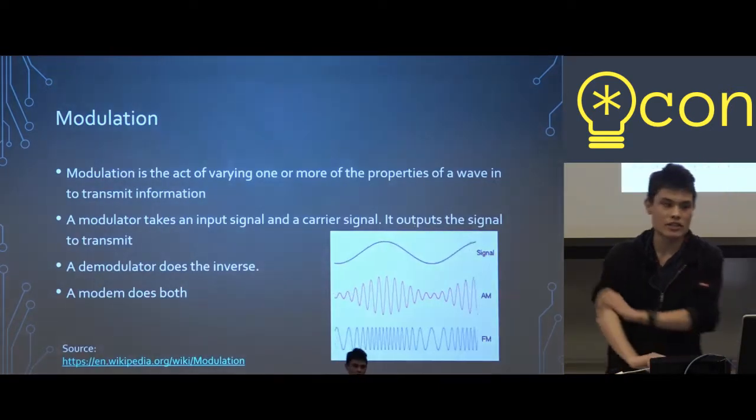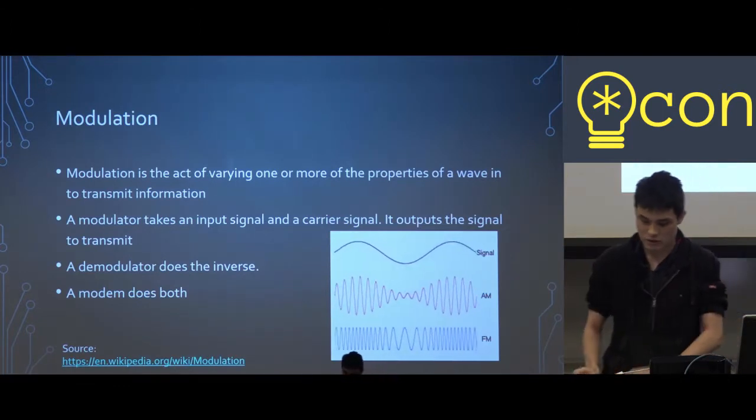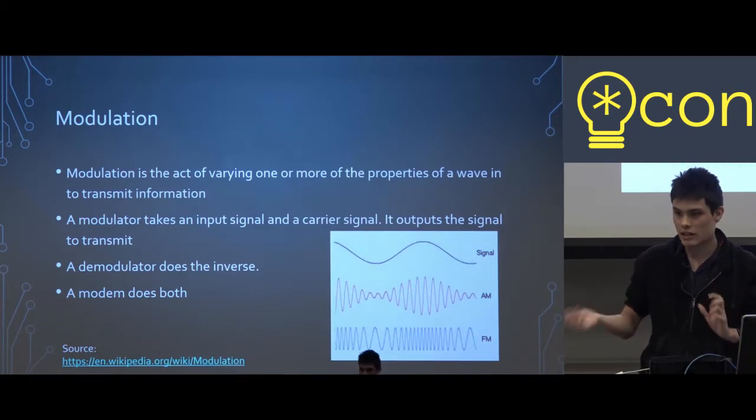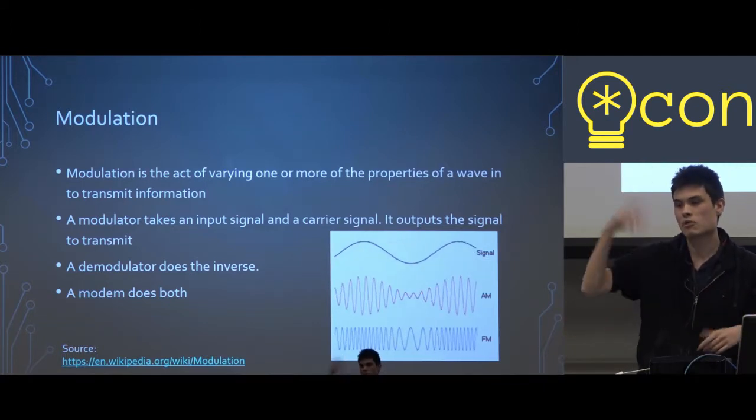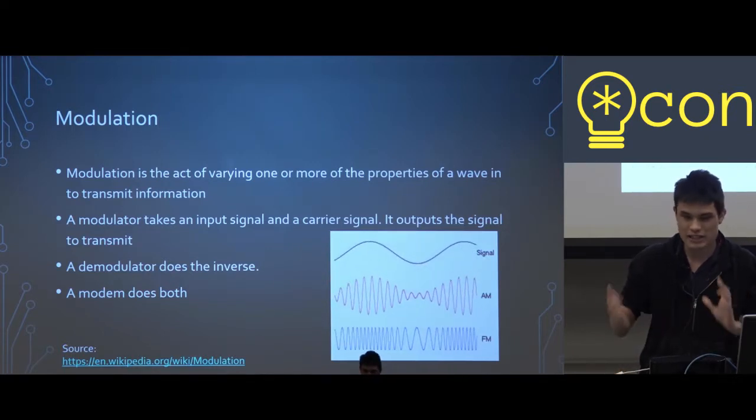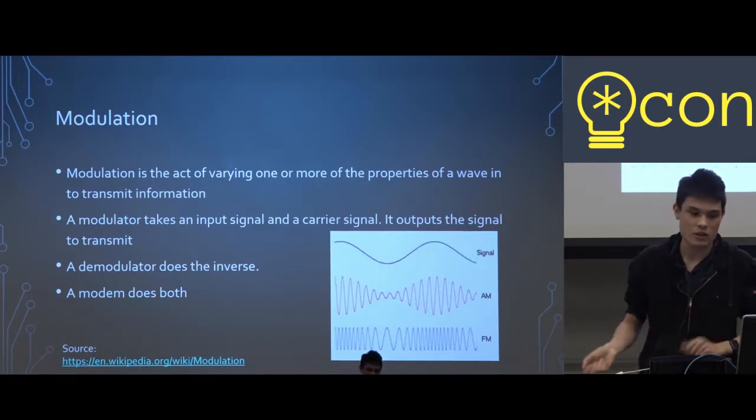So next is modulation. Modulation is the act of varying one or more properties of a wave in order to transmit information. A modulator takes an input signal, so this is going to be the binary string, so up when it's 1, down when it's 0, and a carrier signal, which is the wave you are modulating. It's usually sine or cosine, and outputs the wave to be transmitted over the air.